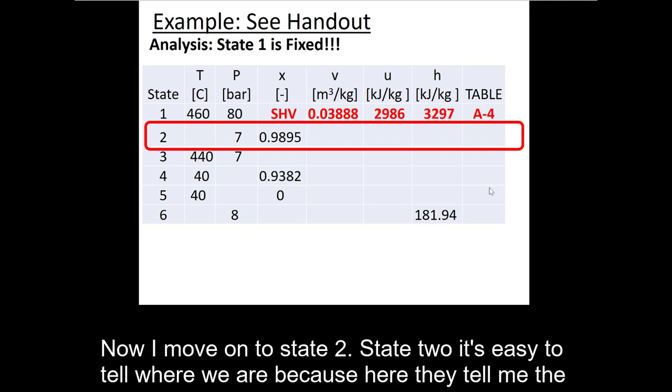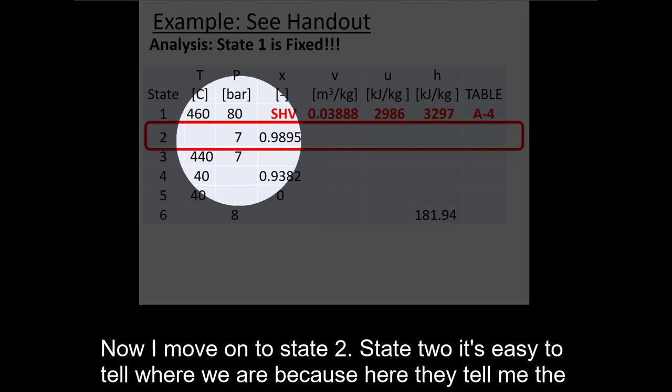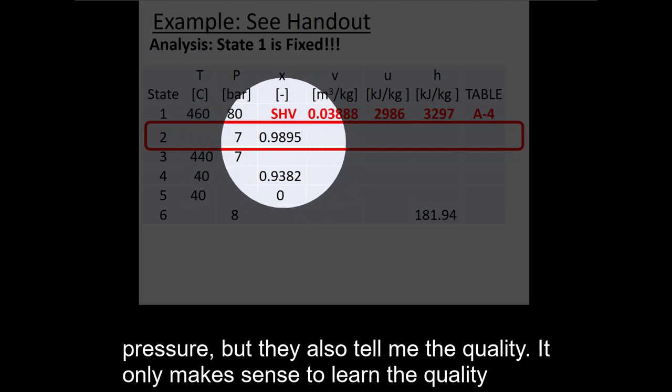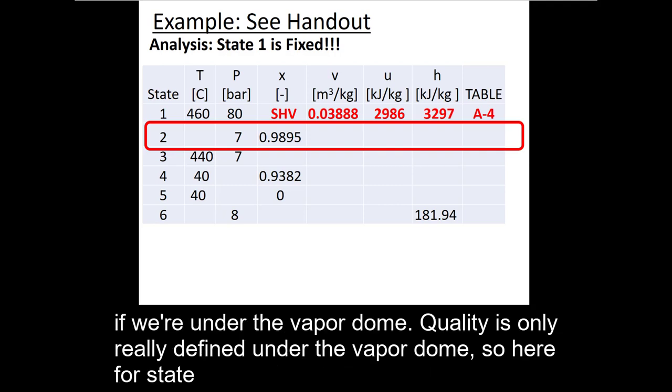Now I move on to state 2. State 2, it's easy to tell where we are because here they tell me the pressure, but they also tell me the quality. It only makes sense to learn the quality if we're under the vapor dome.